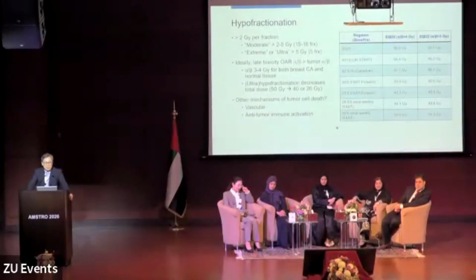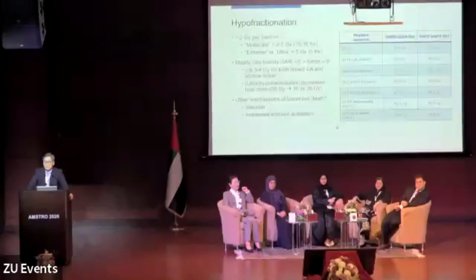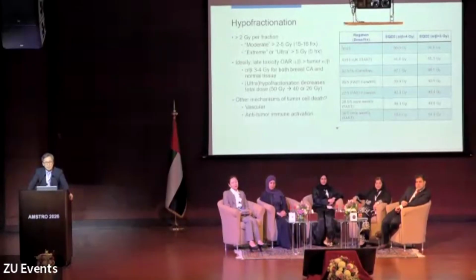So hypofractionation, as the previous speaker mentioned, moderate hypofractionation, we're looking at 15 to 16 fractions for the breast cancer, and ultra at 5 fractions. Ideally, you want the alpha beta of the organs at risk, the late toxicity, to be greater than the alpha beta ratio of the tumor. But as we shall see, they're both similar in breast cancer, between 3 and 4. And I did the EQD2 calculations here for you, alpha beta of 4, alpha beta of 3 in the right column, and looking at the different trials there.